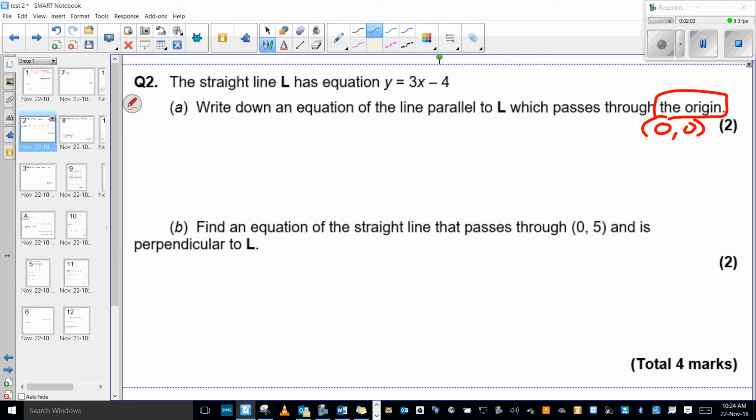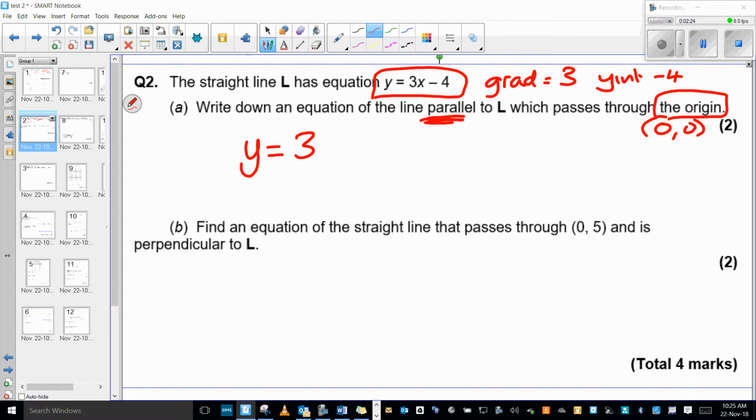So if it's parallel to this line, the two features of it for this one is that it has a gradient of 3 and a y-intercept of negative 4. So if they're parallel lines, what do we know about them? They have the same gradient. So I know it's going to be y equals 3x plus something. Yes? But it goes through the origin. So what's our y-intercept going to be? 0. So it's going to be y equals 3x. Not plus 0. If you wrote plus 0, I gave it to you. Be careful, it is a real thing. They may be harsh. Okay?